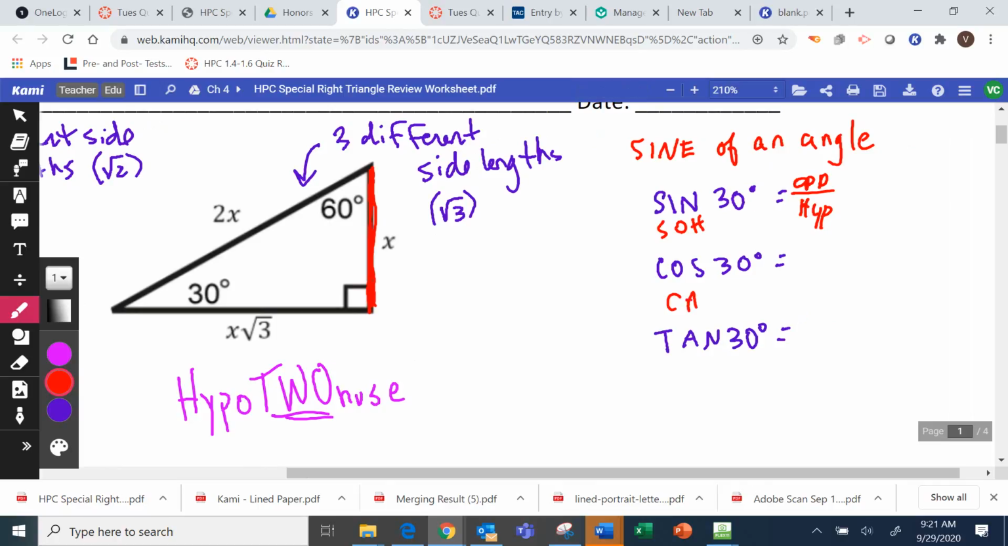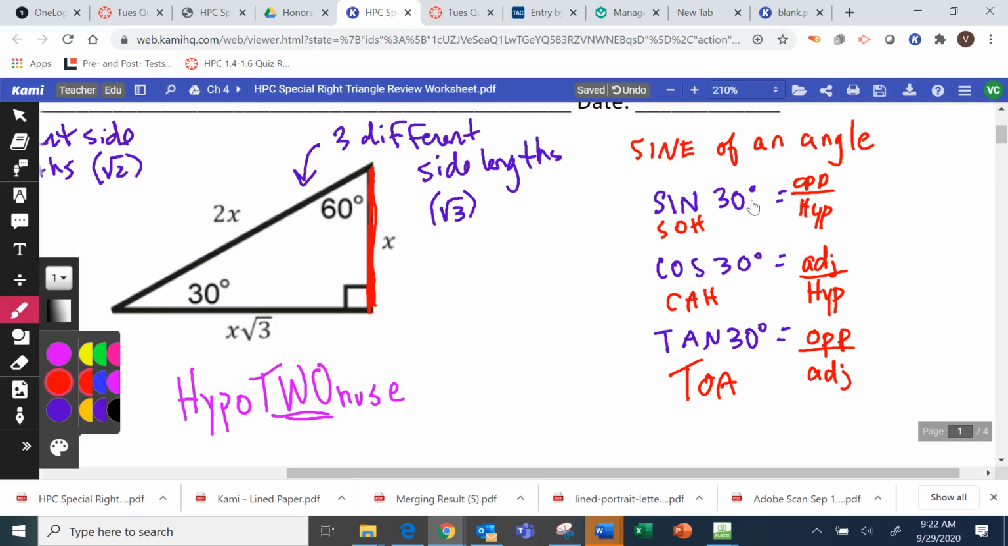And then CAH, cosine is what? Adjacent over hypotenuse. We should all know the hypotenuse is the side that is opposite the 90 degrees. So the adjacent would be the side touching it that's not the hypotenuse. And then tangent, TOA, is opposite over adjacent.